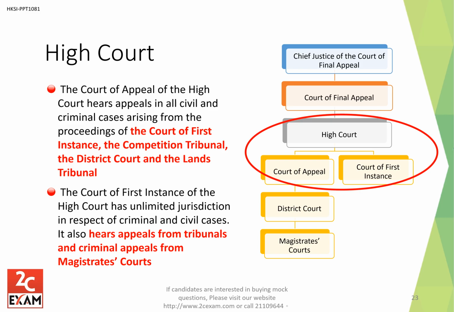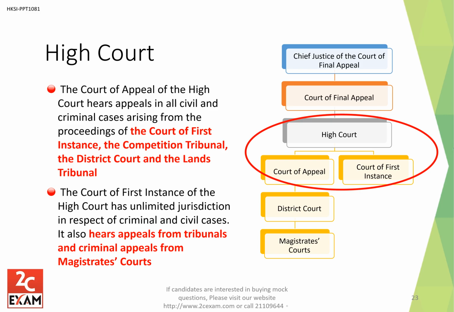A well-known example is the Young Key case, in which the Court of First Instance made the ruling. The Court of First Instance has unlimited jurisdiction in respect of criminal and civil cases, and also hears appeals from tribunals and the magistrates' courts. And what about the Court of Appeal?